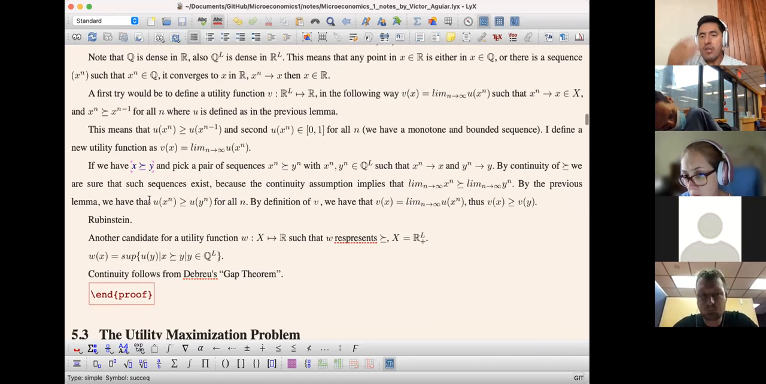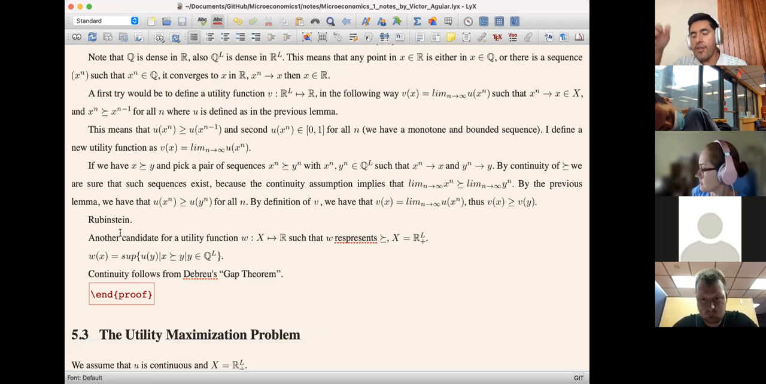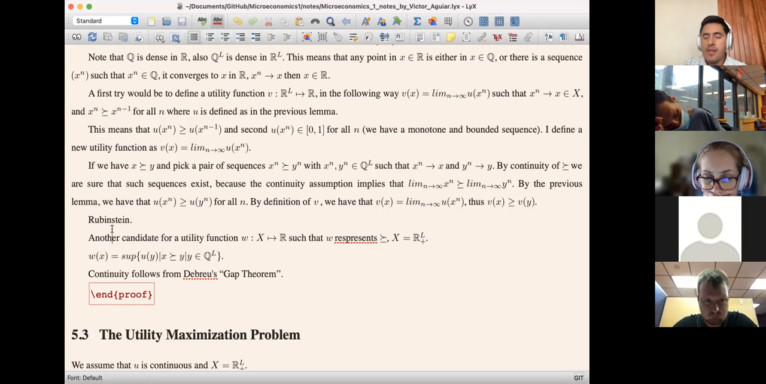Now, I did this construction, as you can see. Importantly, imagine I don't want to take these increasing sequences. I don't want to use the axiom of choice again. I want to do it more constructively. Then I can use a construction by Rubinstein, from his notes in the theory course at NYU. It's another candidate for a utility function that represents the preference.